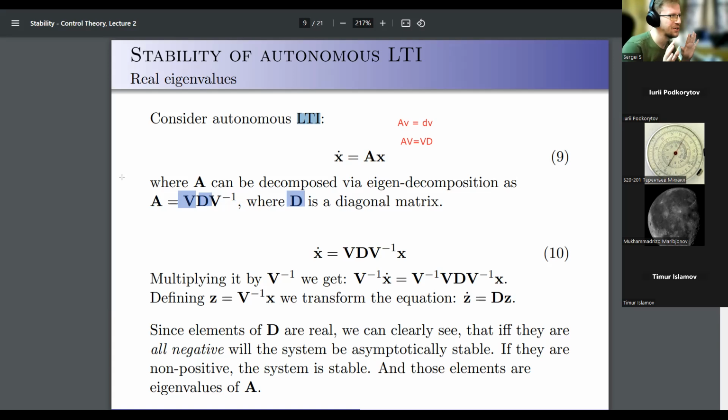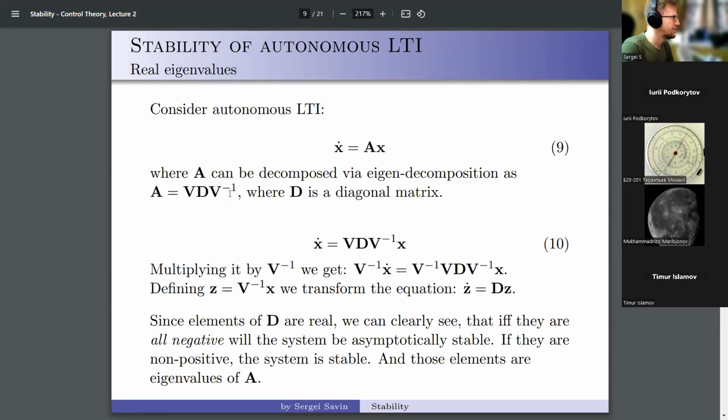Let me not go into too much algebra, but basically for systems with real distinct eigenvalues, it is always going to be possible. So we have this eigendecomposition.